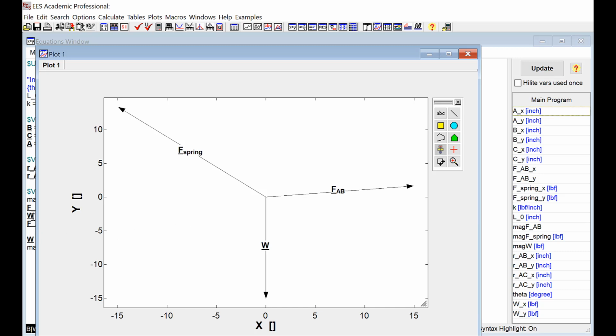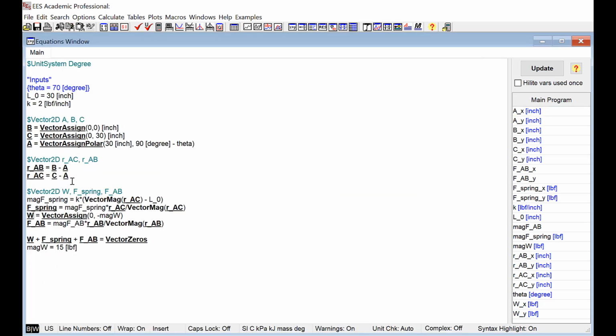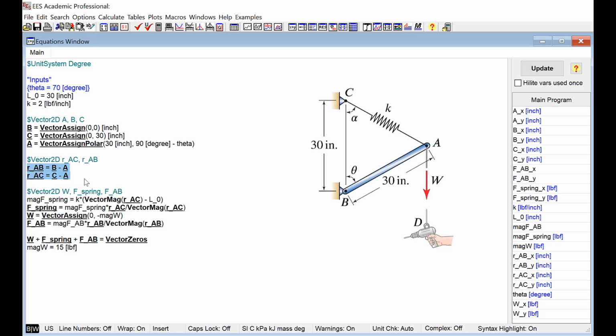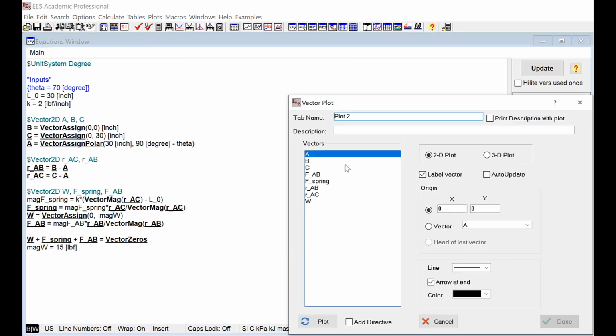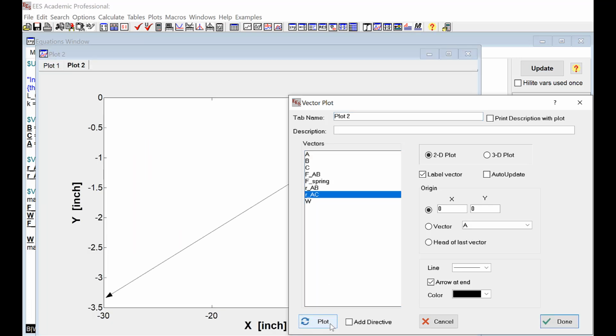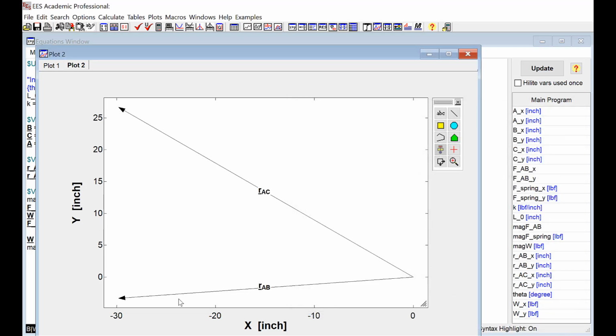If I want to, I could also look at the geometry. So the geometry is basically specified by these two position vectors, right? So I would plot those two position vectors. So vector plot RAB and RAC. And that's what that plot looks like. So you can see that this point has actually been pulled down.